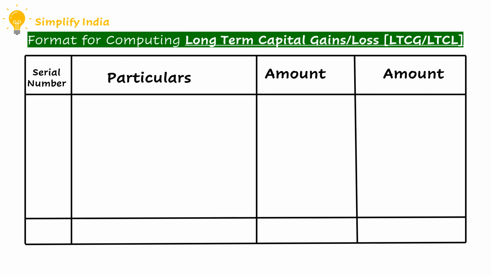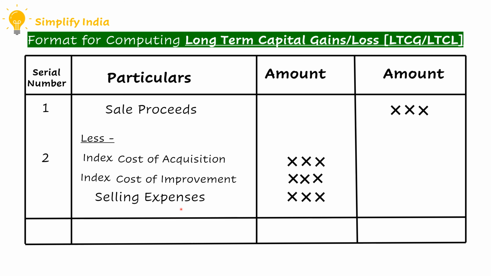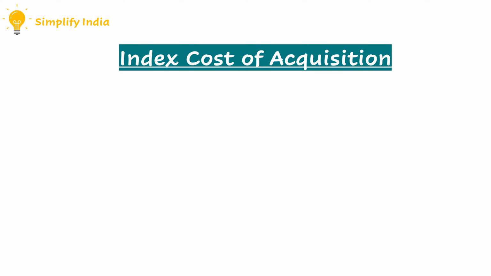Next, let us learn the format for computation of long-term capital gain or long-term capital loss. Here, we have to consider the indexation benefit, which is applicable only in case of long-term capital assets. We take sales proceeds from which we deduct index cost of acquisition, index cost of improvement and the selling expenses. When we deduct all these three items from the sales proceeds, we arrive at long-term capital gain or long-term capital loss.